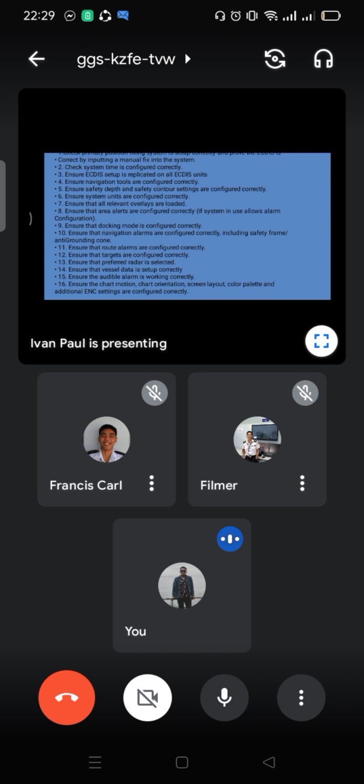Then ensure system units are configured correctly. Then ensure that all relevant overlays are loaded. Ensure that area alerts are configured correctly.